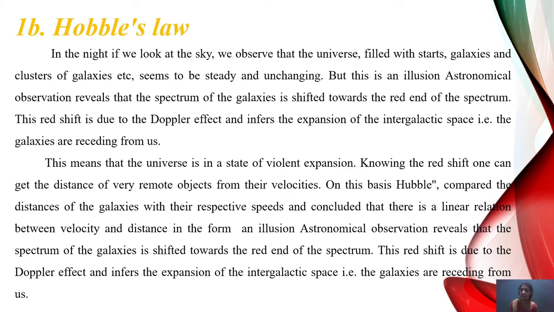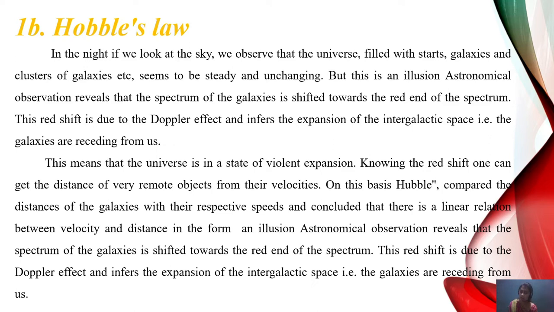From redshift one can get the distance of every remote object from its velocity. On this basis, Hubble compared the distance of the galaxies with their respective velocities and concluded that there is a linear relation between velocity and distance. This means that one galaxy at one point will move to another. Some distance is given, and the time taken to travel this distance is given; hence distance upon time gives the velocity. Hence the velocity concept is provided in this form.